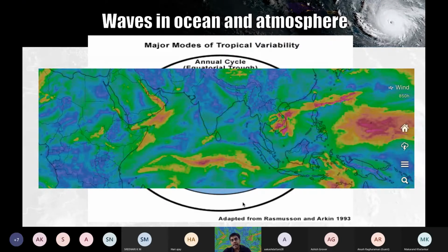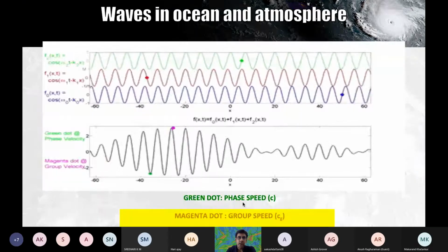Okay, so that's why we try to look at these waves in both ocean and atmosphere, and how they play a role. I will talk about the ocean in the next slides, because waves also play a very important role in modulating the ENSO and IOD cycles, which is the El Nino cycle and the Indian Ocean Dipole cycle. Okay, so we will talk about how they do it in the upcoming slides.